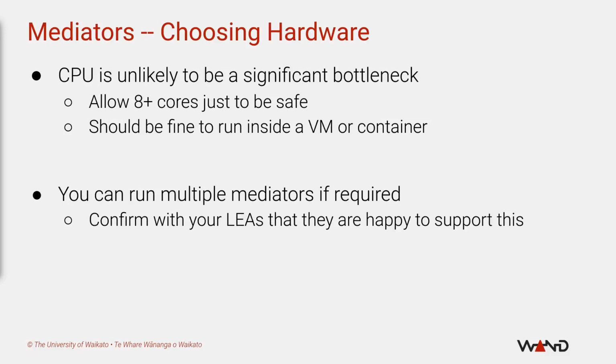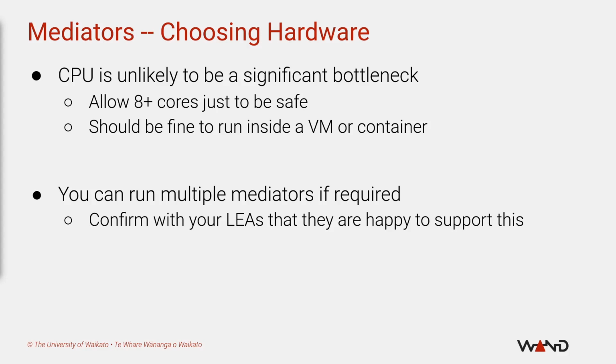By comparison, the CPU is less important for the mediator component. There are some parallel elements in the mediator software, but the core functionality right now occurs within a single main thread. I would still ensure that your mediator has a reasonable number of cores available to it, but 8 CPU cores should be more than enough for most OpenLI deployments. You should also be fine to deploy your mediator within a virtual or containerized environment if you wish.